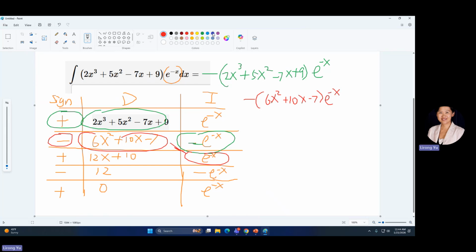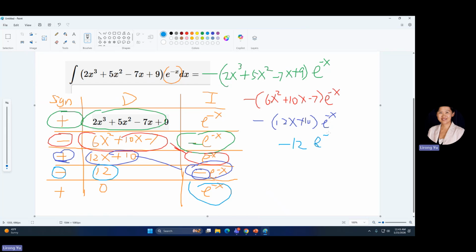Next, we do a positive sign times this one diagonally. There's a plus sign on the sign column, but there's a negative over here, so it's still negative: negative 12x plus 10 and e to the negative x. The last one is the 12 times this, and there's a negative sign, so it's negative 12 e to the negative x. And we're done. That would be the final answer. I hope that you're with me.